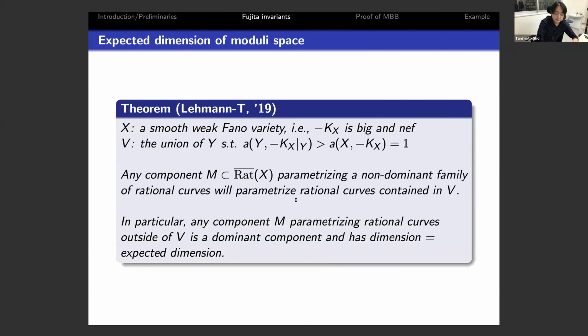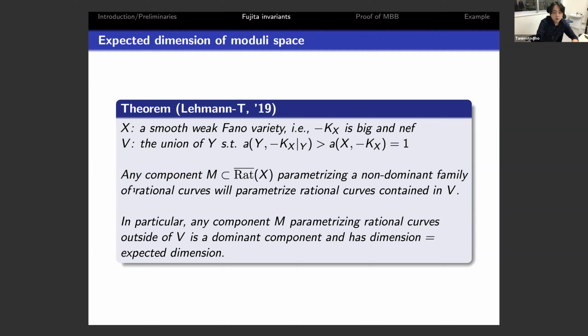So then why is this interesting for rational curves? Because we have the following theorem. Let X be a smooth weak Fano variety, so minus K_X is big and nef. And let B be the union of Y such that a(Y, -K_X) is greater than a(X, -K_X), which is equal to 1. So now by Hacon–McKernan's theorem, this is a proper closed subset.